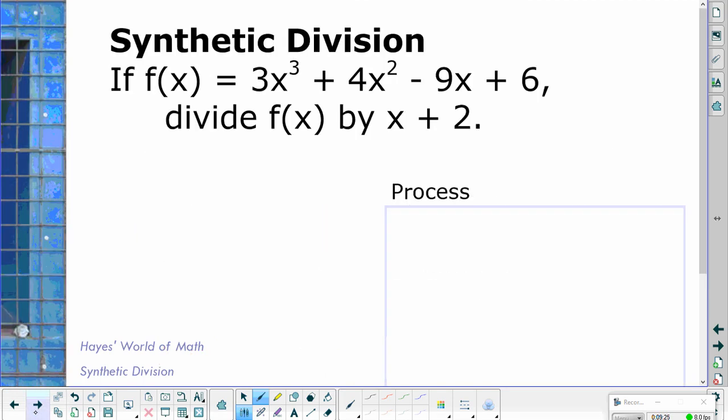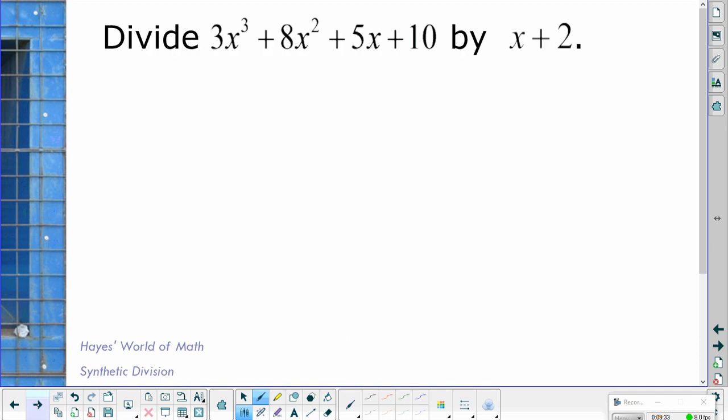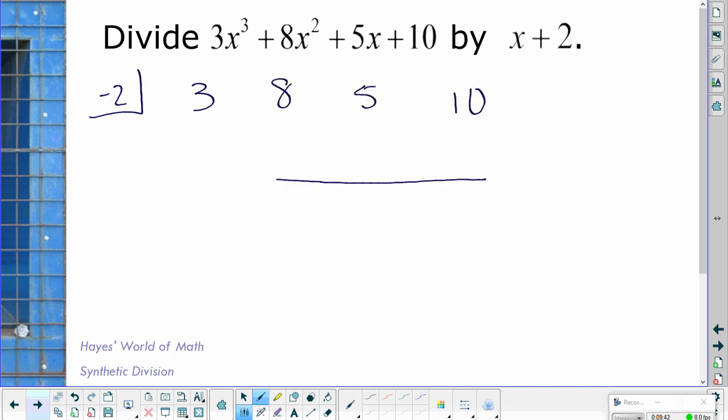All right. So again, same idea. I've got the process over there. So here, if I'm going to divide this through by negative 2, I have the 3, I have the 8, I have the 5, I have the 10. Now, the reason why the numbers work, this is like plugging a negative 2 in as the remainder, is watch what happens.